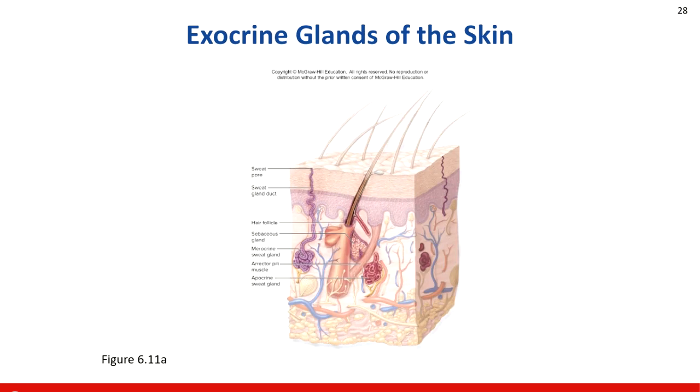So here you can see some of the pictures for the exocrine glands of the skin. Here's your sebaceous gland, primarily around a hair follicle. And then you've got your merocrine sweat glands here, and then your apocrine sweat glands over here.